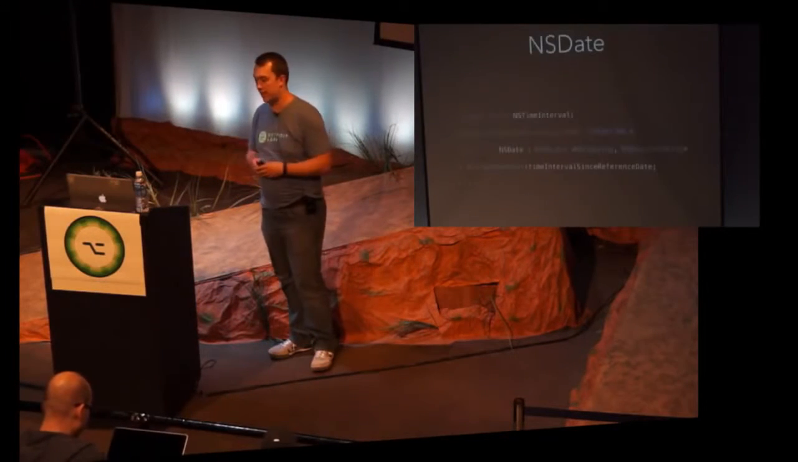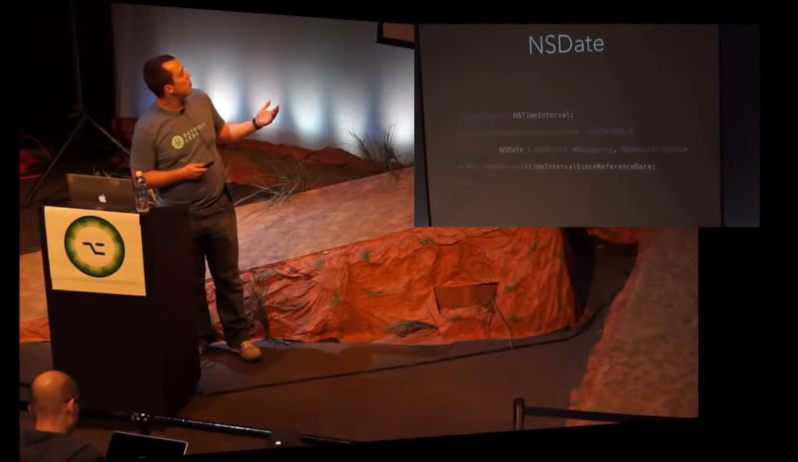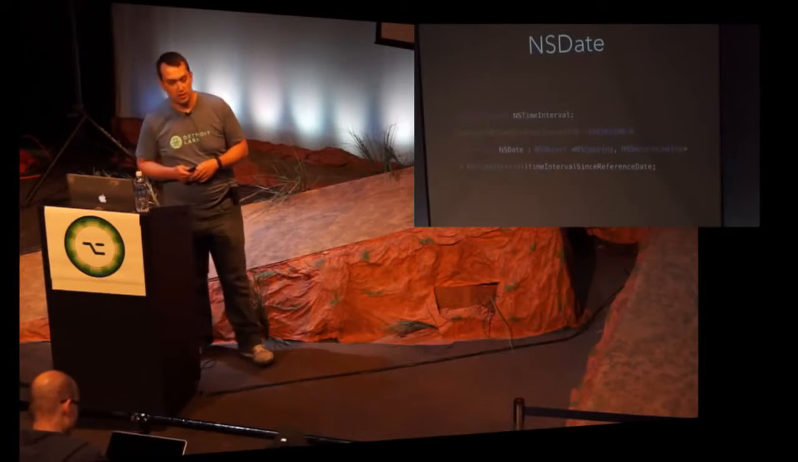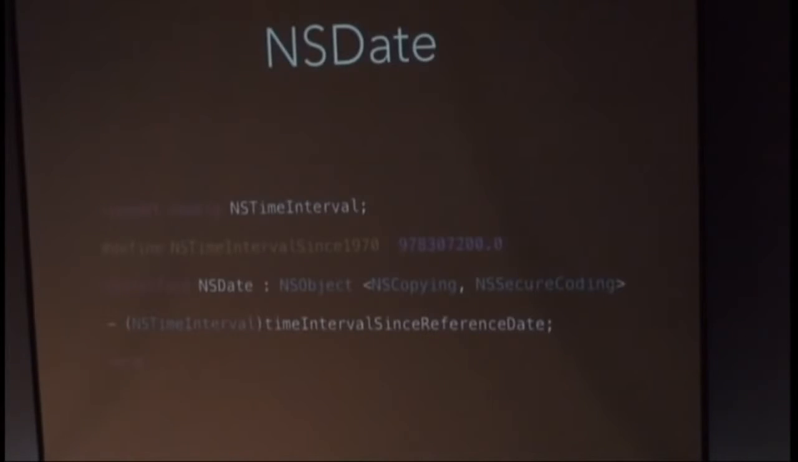So let's look at NSDate. Here's the header. It's pretty sparse. There's really just one thing, which is this time interval. And so being the advanced programmer you are, you say, all right, what are they hiding from me?